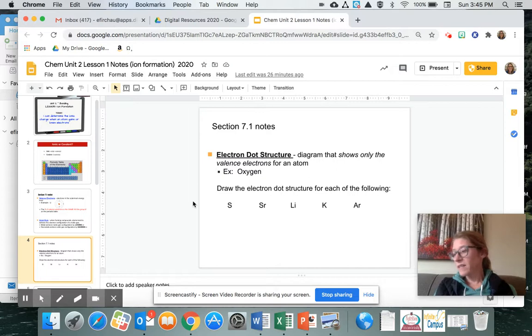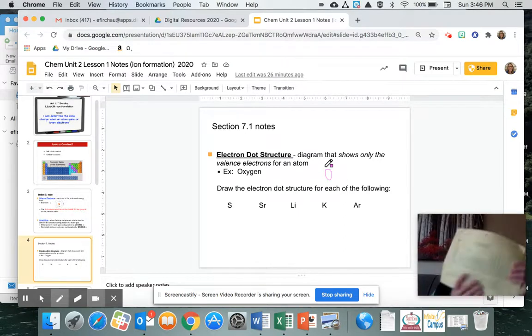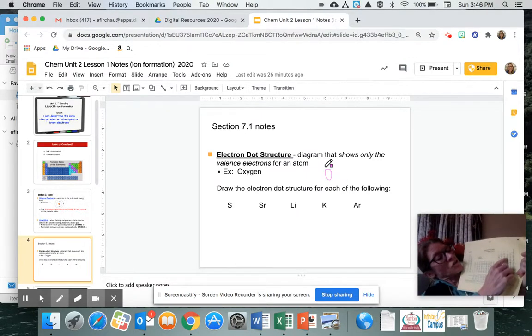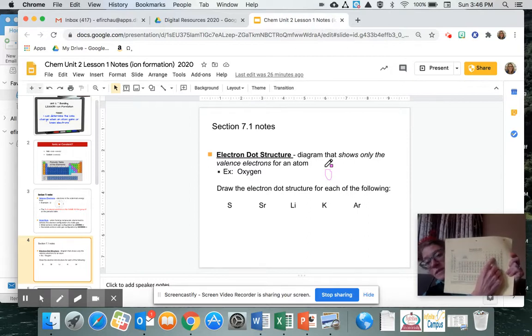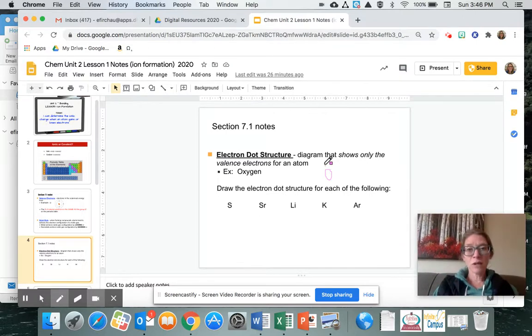All right, electron dot structures are structures and drawings that only show the valence electrons for an atom. So if we had oxygen, for example, let me get my pen. To write the electron dot structure, you would draw the element symbol. So oxygen, the symbol is O. And then if you look on your periodic table, find oxygen. Oxygen is in group 6, which means that oxygen would have 6 valence electrons. So in our drawing, we're going to draw 6 little dots around oxygen.